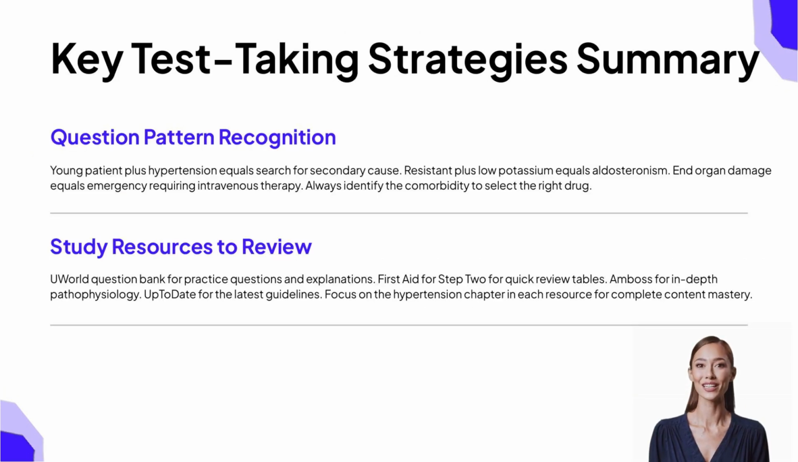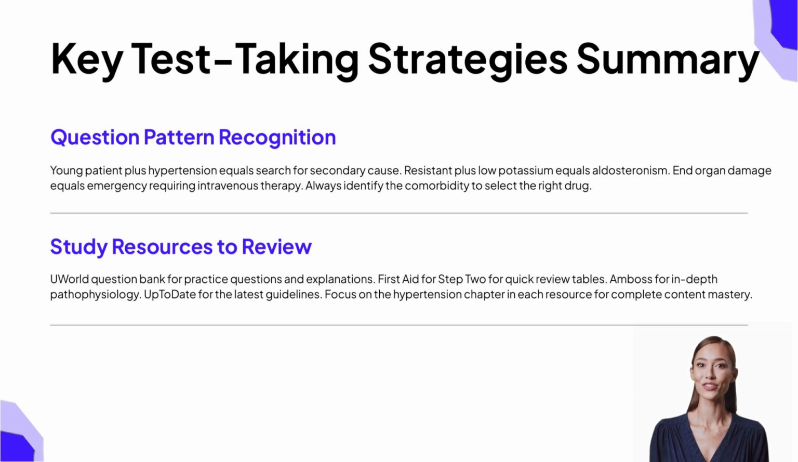Let us summarize the key patterns you need to remember. Young patient plus hypertension equals search for secondary cause. Resistant hypertension plus low potassium equals primary aldosteronism. End organ damage equals emergency requiring intravenous therapy. And always identify the comorbidity to select the right drug.